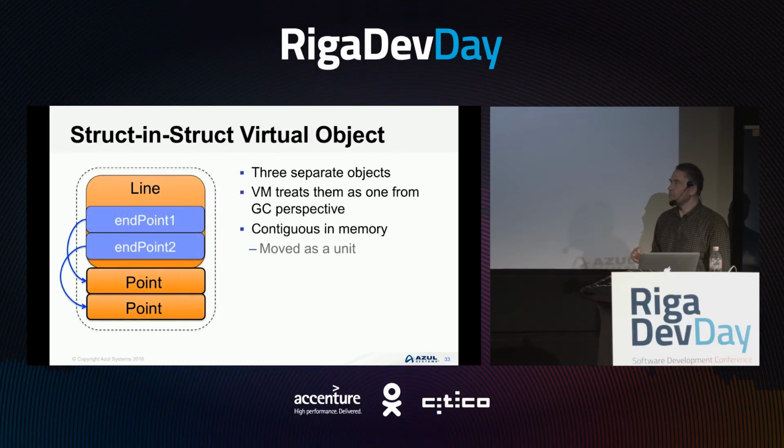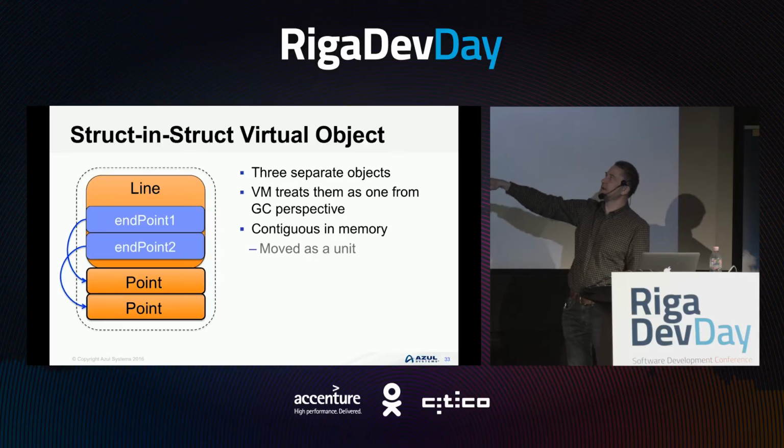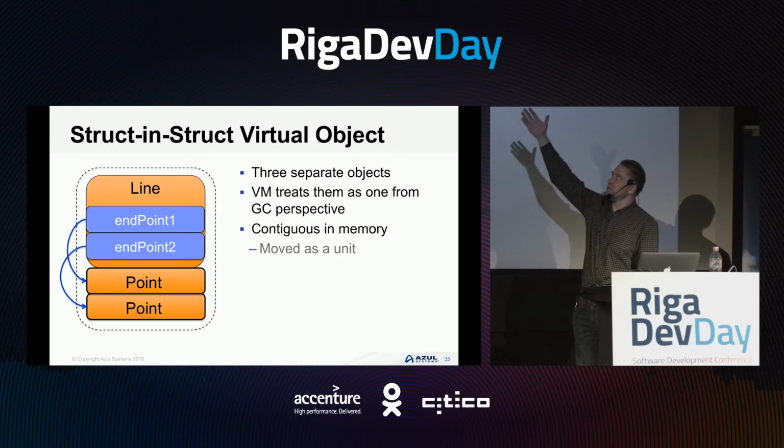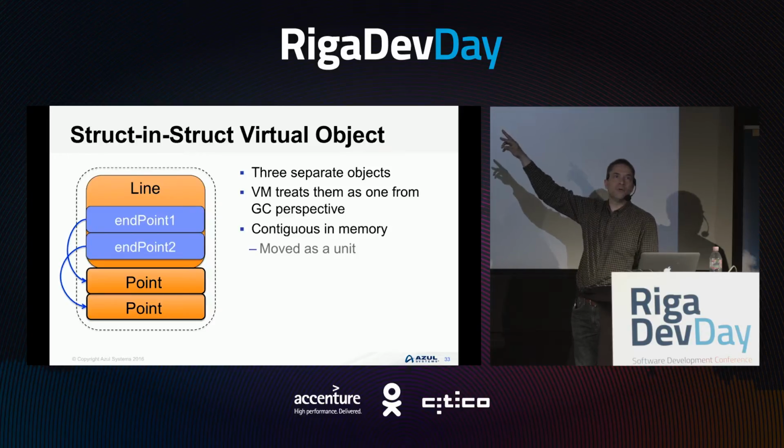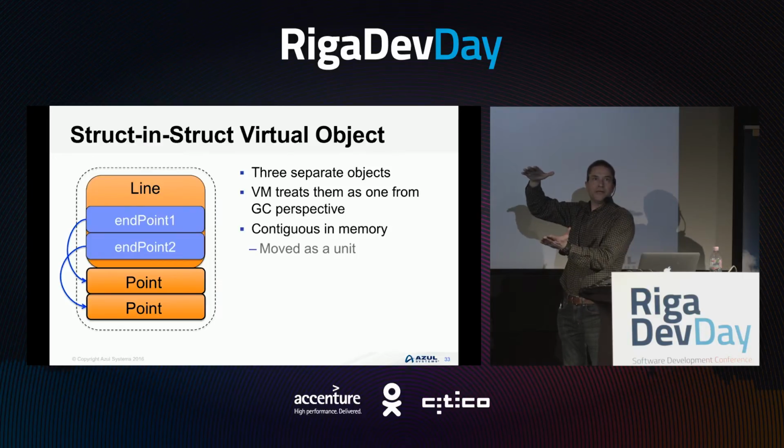So essentially what we end up with now is treating this as a single piece of data. We have our line object, which still has the 2 pointers, but now we put the points contiguous after that and treat it as if it was one thing. So this is now the same contained container object.